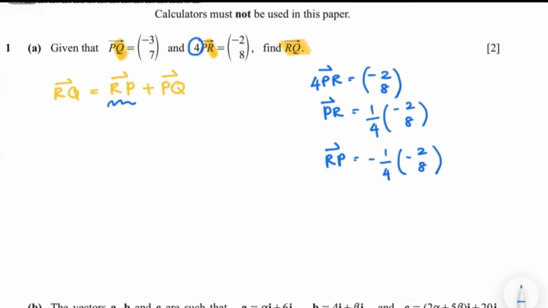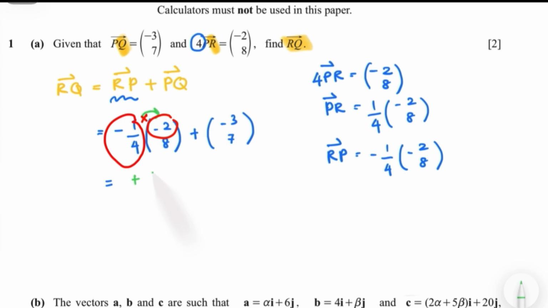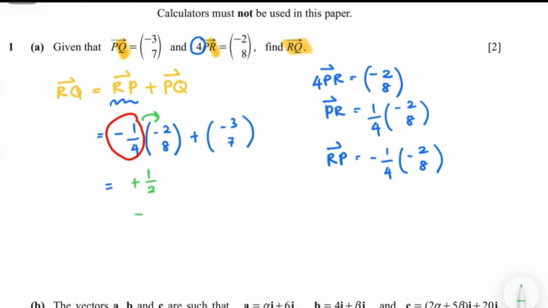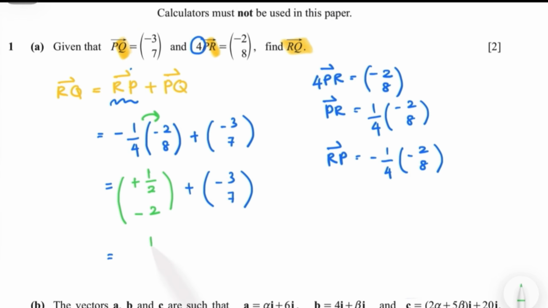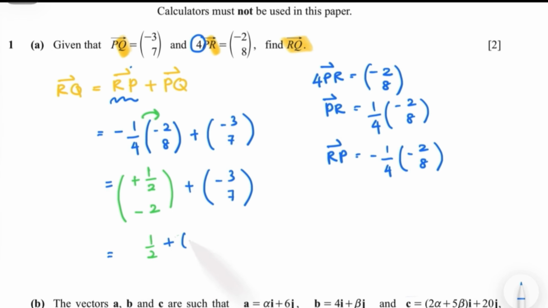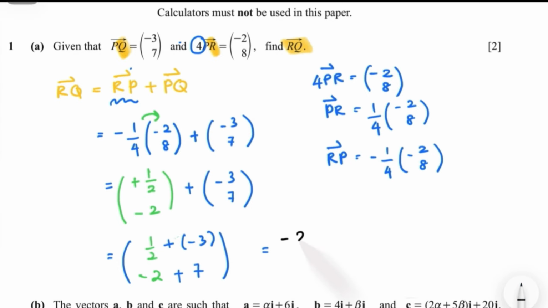Now, let's substitute our RP into our equation plus PQ. Let's distribute negative 1 over 4 times negative 2, which is equal to positive 1 over 2, and negative 1 over 4 times 8, which is equal to negative 2, plus (-3, 7). That gives 1 over 2 plus negative 3, and negative 2 plus 7. Solving this will give us (-2.5, 5).